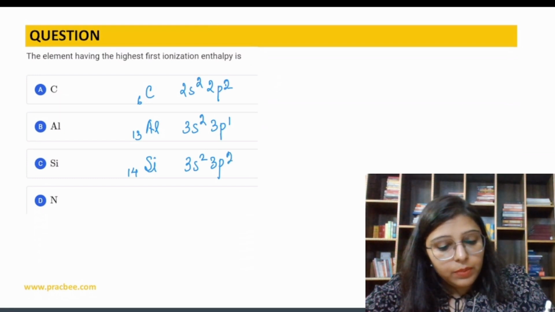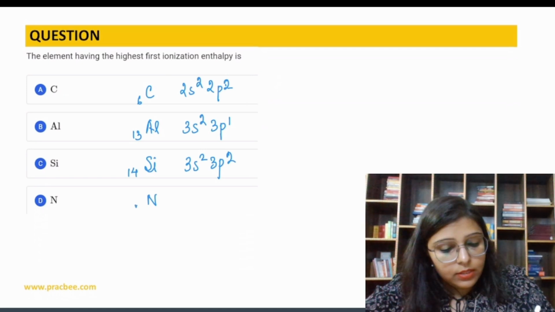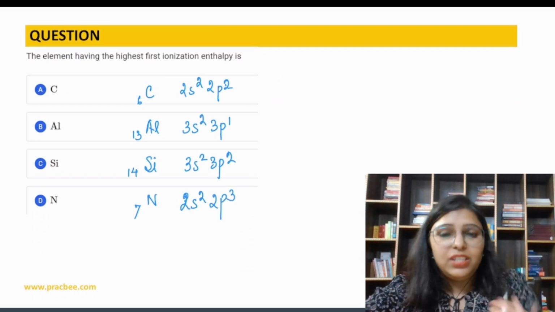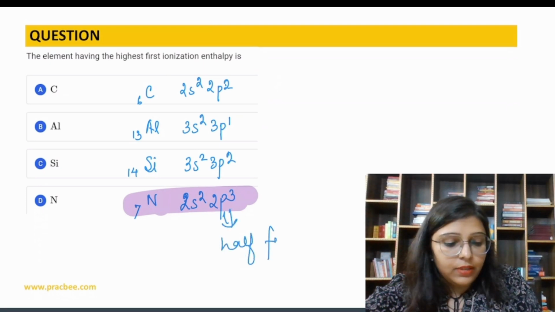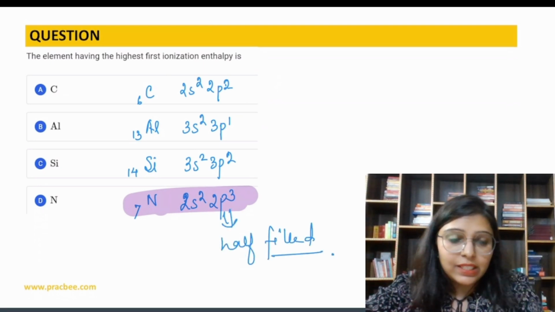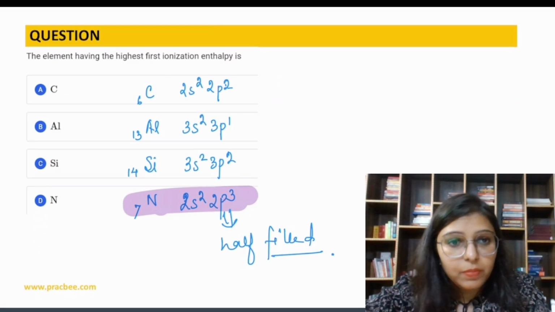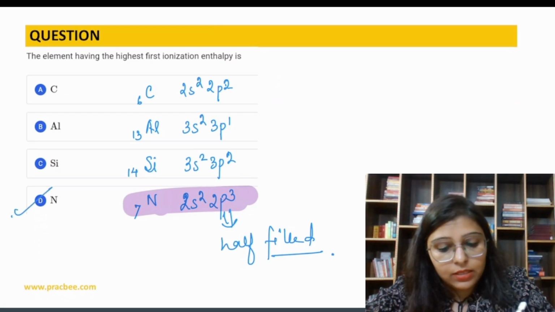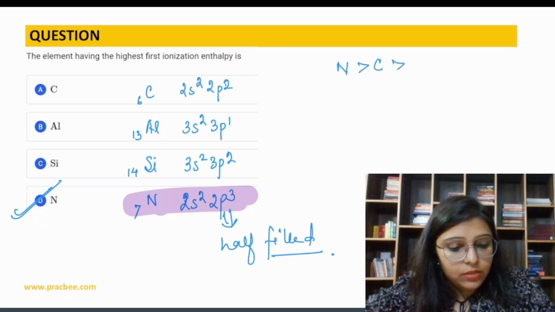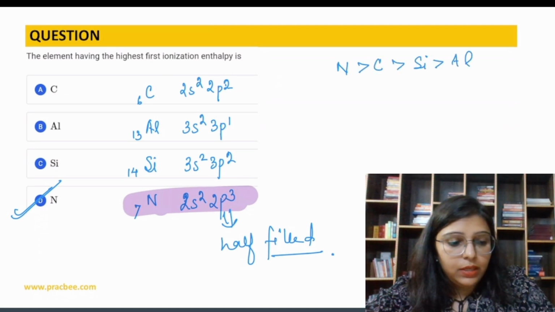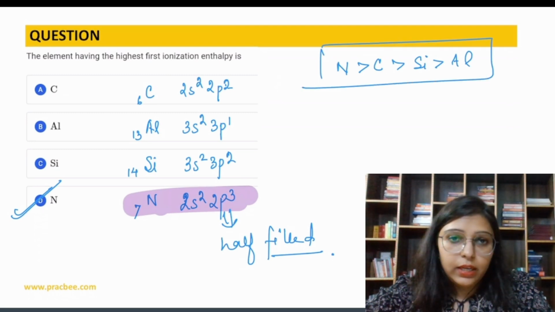Then nitrogen 7, so we have 2s2, 2p3. So see, highest is for nitrogen, because of the half filled orbital, which has maximum stability. So more energy is required to remove the electron. So the answer is going to be D. And if you want to write down the order, first is nitrogen, then carbon, then silicon, and then aluminium, right? So that is going to be the correct order.